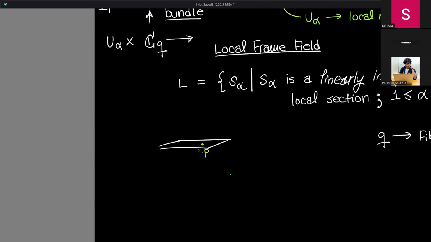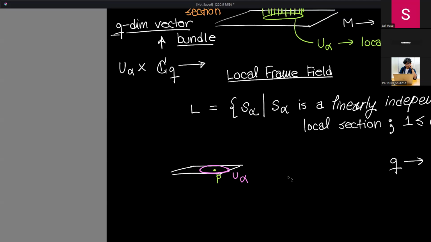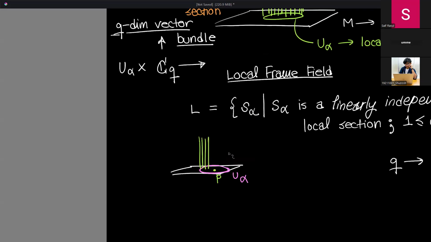So what is a local frame field? Well, if we took some open set U alpha, and we took a section, there's a bunch of fibers above this. Each of these fibers is a vector space, and vector spaces have something called a basis. We're all aware of what a basis for a vector space is. This entire time we've been talking about vector bundles, the important objects are the vector spaces.